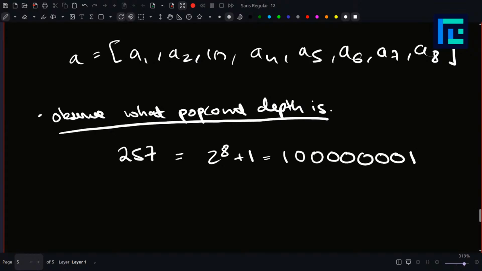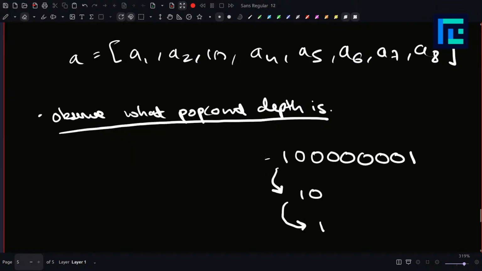So this will be the binary representation. But even if we have 257, quickly the pop count will become very small. So the pop count of this is 2. So it will simply be 1 0 now, and then it will become 1. So the pop count depth of 257, let's call this PD, pop count depth, is simply 2. So even for large numbers, the pop count depth remains small, and you can see this if you try many numbers out, right?